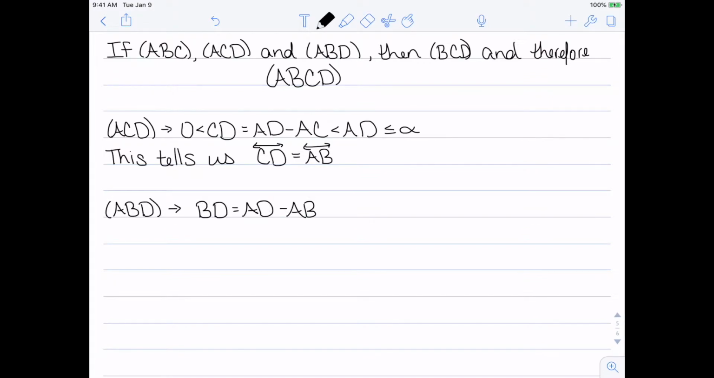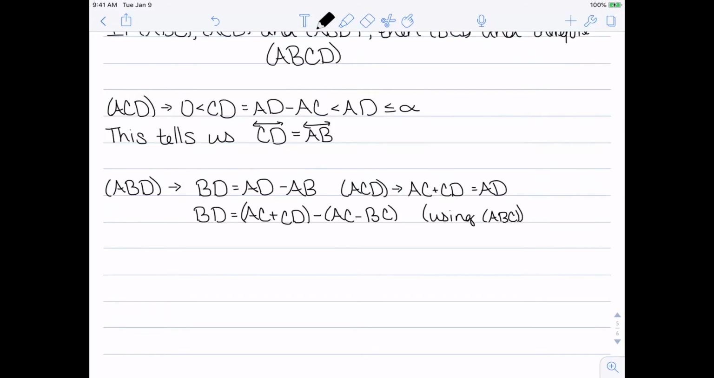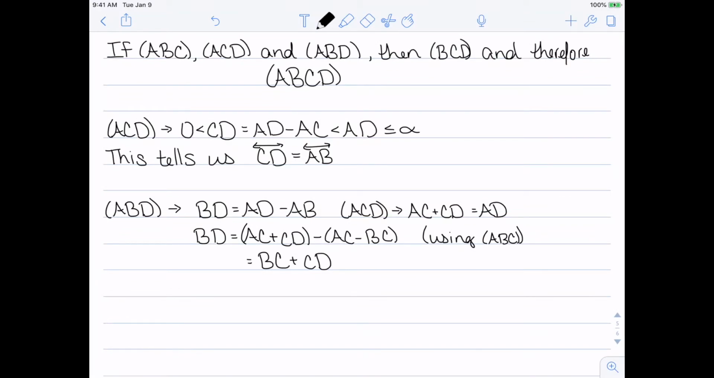The next thing we're going to use is the fact that ABD, that we know that BD is equal to AD minus AB. Once again, writing out my betweenness relation, AB plus BD is equal to AD, and then subtracting accordingly. We also know that ACD tells us that AC plus CD is equal to AD, and so I'm going to substitute this into the AD that I have here on the left. So now I substituted in for AD, AC plus CD. I also used my relationship ABC to get that AB is equal to AC minus BC. And now I can see that those ACs are going to cancel. Once I simplify this, I get that BD is equal to BC plus CD.